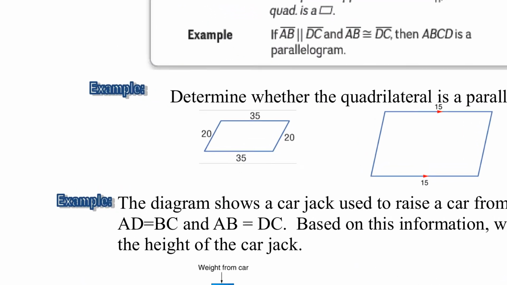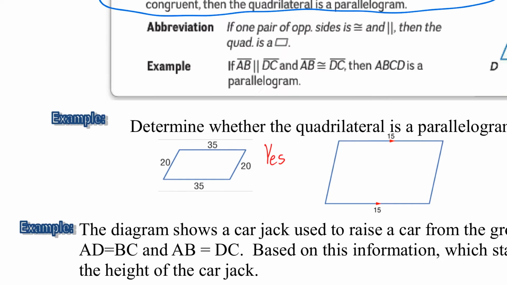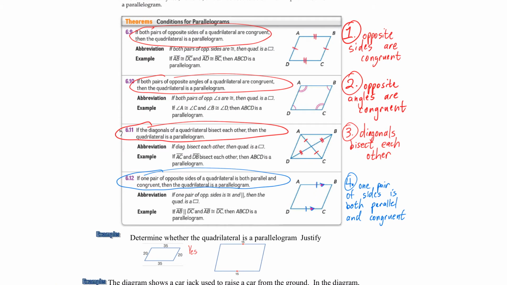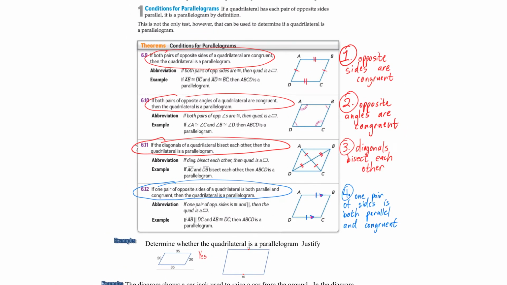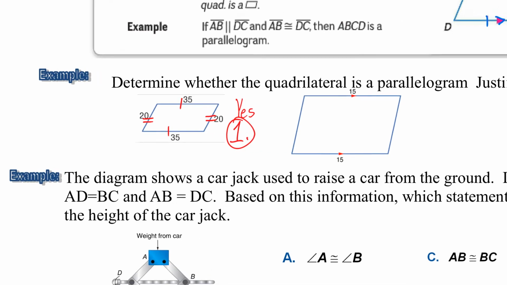So on this first one, can I say that quadrilateral is a parallelogram? Yes, I can. Now the question is which one of these 1, 2, 3, or 4 talks about that? It's number 1, because number 2 is talking about the angles. This down here is talking about the sides. So this is based off of reason number 1. This side is congruent to this side, and this side is congruent to this side. So yes, that's a parallelogram because opposite sides are congruent.